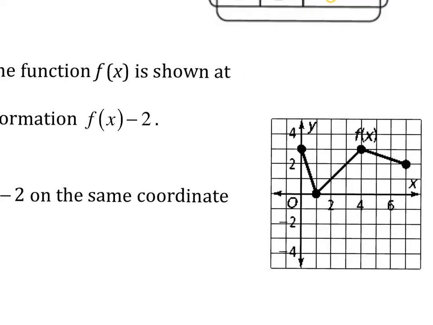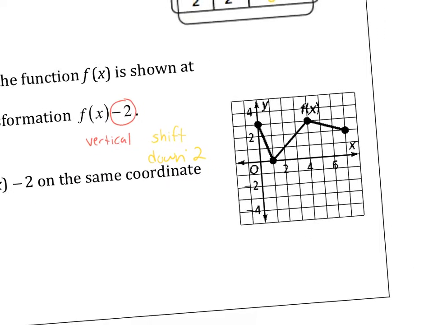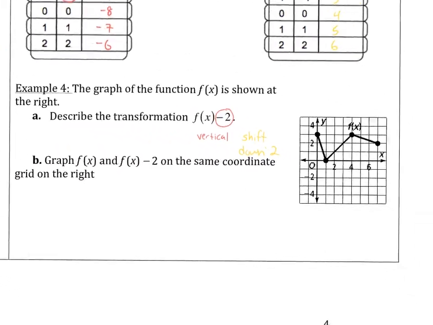Well, clearly we see, because this is happening outside, it's vertical. And because it's a plus or minus, it's going to be a shift. So it's a vertical, and we're going to shift down 2. Now, you don't have to say the word vertical because the down right there implies it. So I could have simply said shift down or translate down 2. So how graphically am I going to do that?